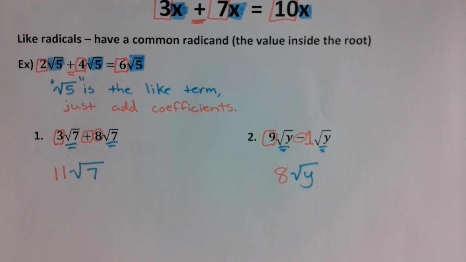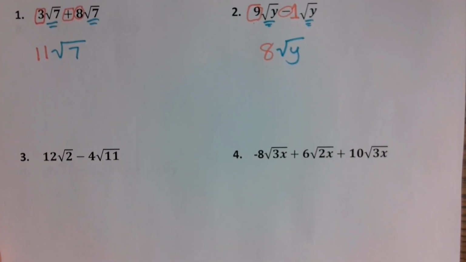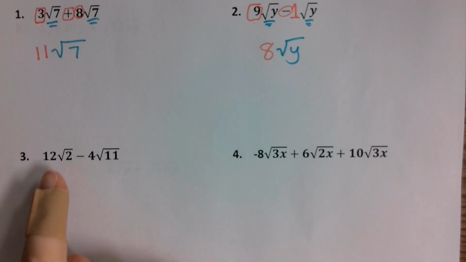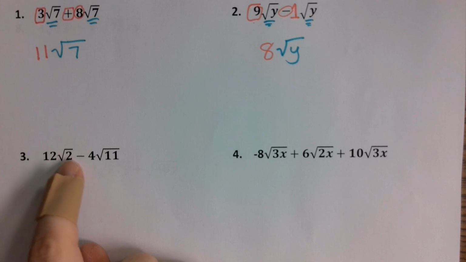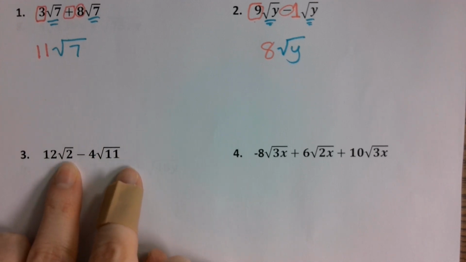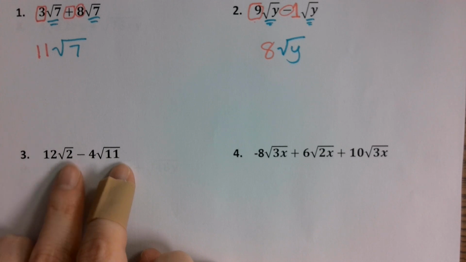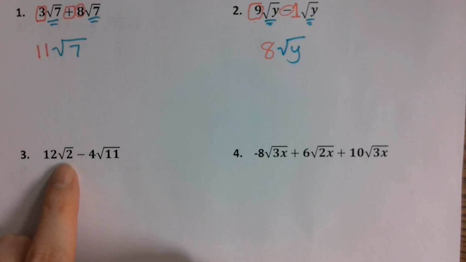But not all of them are always going to be written in like terms. Sometimes you might have to simplify them, or you might not even be able to simplify it at all. So for example, number 3, 12 square root of 2 minus 4 square root of 11. The square root of 2 and square root of 11 are not the same. So the first thing you need to ask yourselves is, can you factor square root of 2 or square root of 11? Can you factor out square root of 2? No, because the only factors are 1 and 2, right? So that's as simplified as it gets.